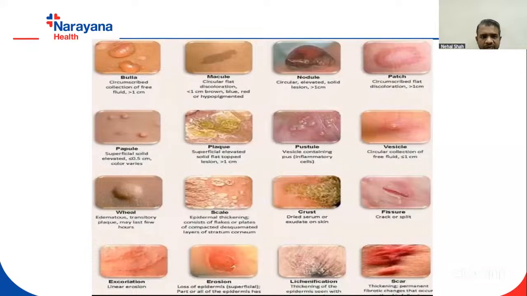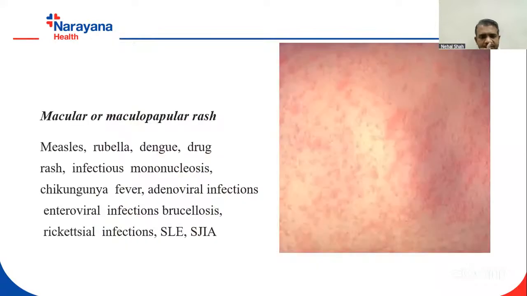A papule, again a very common type of rash, which is superficial, solid, elevated, less than half a centimeter. The color could vary according to the illness causing it. Plaques: superficial, solid, flat-topped, more than 1 centimeter. Pustules, vesicles, wheal, scales, crust, fissures, excoriation, erosion, lichenification, and scarring. So these are the most common types of skin lesions and rashes that we come across. Now let's look briefly at some of the common ones. Now, macular or maculopapular rash.